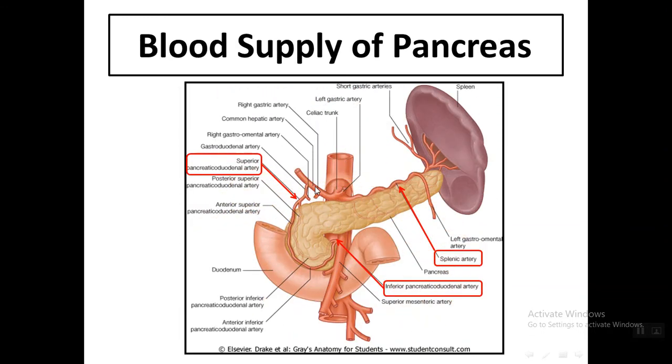So we have branches from the celiac trunk and branches from the superior mesenteric artery. Also, another blood supply comes from the splenic artery that runs over the upper border of the pancreas. So we have three sources of blood supply: superior pancreatico-duodenal artery, inferior pancreatico-duodenal artery, and the splenic artery.